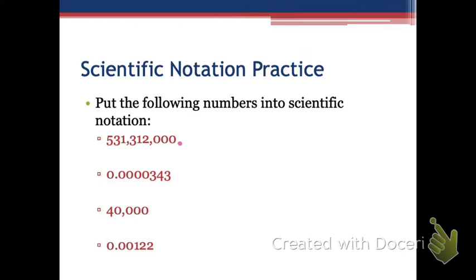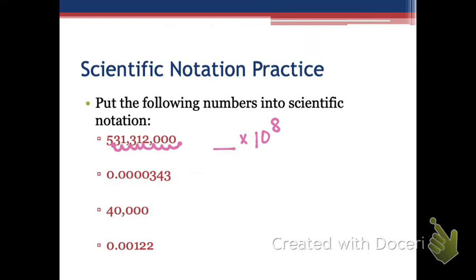And now I need to get my decimal place somewhere that gets me between 1 and 10. So where should I move my decimal place to? Between the 5 and the 3. My decimal place needs to go there so that it's 5.313, whatever. I keep going. So now all I have to do is count how many places I had to move that decimal. 1, 2, 3, 4, 5, 6, 7, 8. I moved it 8 places. So when I set this up, it's going to be times 10 to the 8.